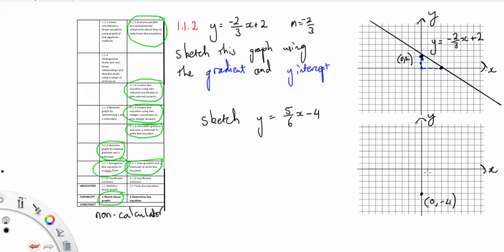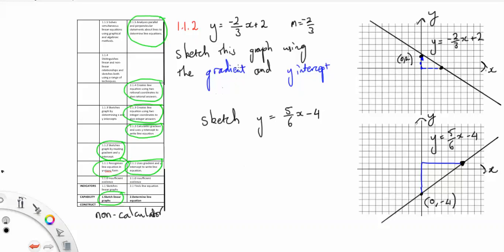Now we have a rise of 5 units. We have to count these out: 1, 2, 3, 4, 5. And a run of 6 units: 1, 2, 3, 4, 5, 6. So we end up there. Mark that point there and join them with a line. Join them up like that. Okay, label your line equation: y equals 5/6 of x minus 4.